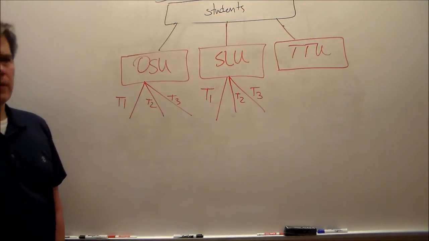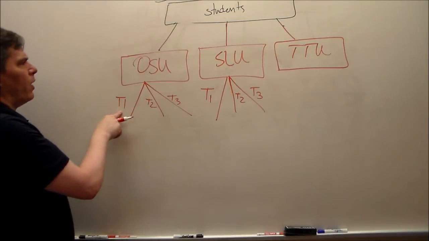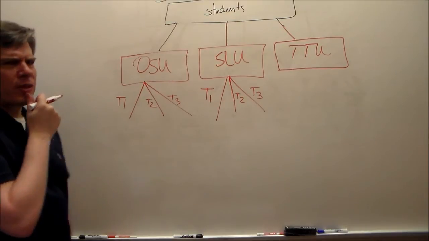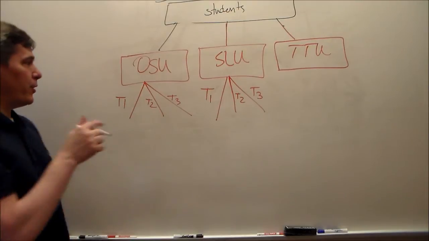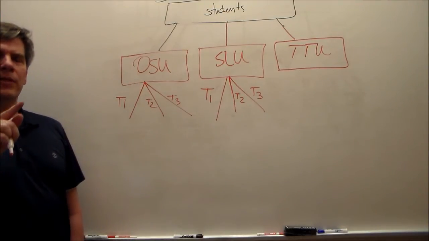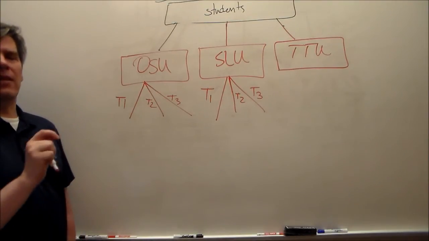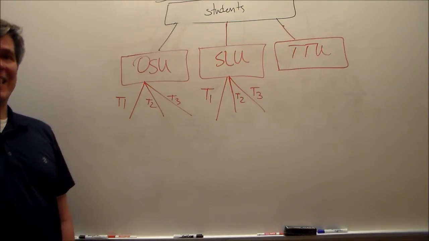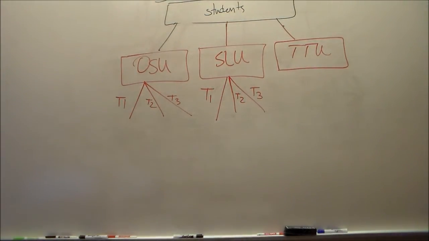three other teachers. Oh, but wait a moment. I have a teacher one from Oklahoma State and a teacher one from St. Louis. Those aren't the same teacher. The teacher you get depends on the university. The teachers are nested within the university. There's where the word nesting design comes from. And instead of using 1, 2, 3 for all, we're going to number them sequentially.